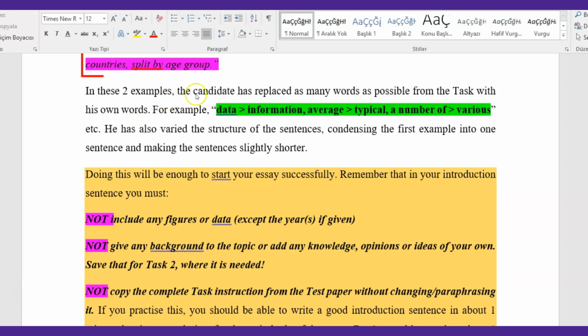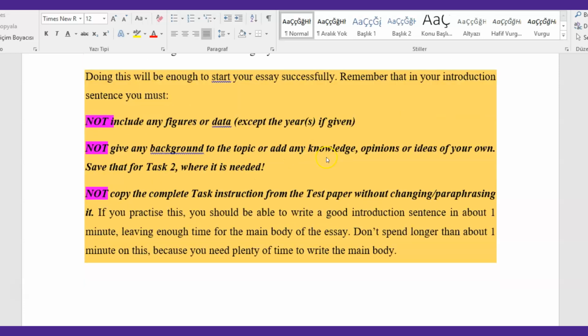In these two examples, the candidate has replaced as many words as possible from the task with his or her own words. For example, data with information, average with typical, a number of with various, different, and so on. He or she has also varied the structure of sentences, condensing the first example into one sentence and making the sentences slightly shorter. Doing this will be enough to start your essay successfully.